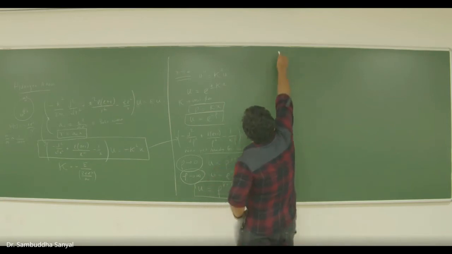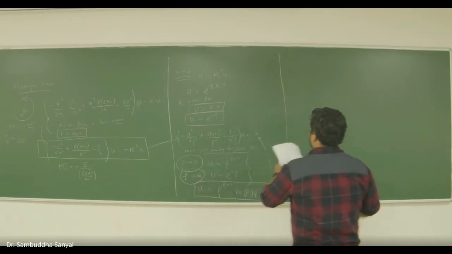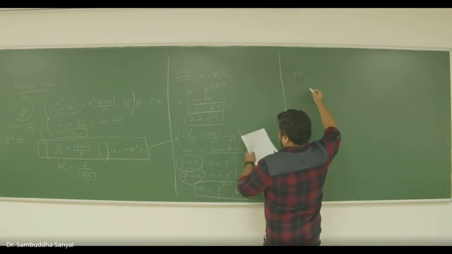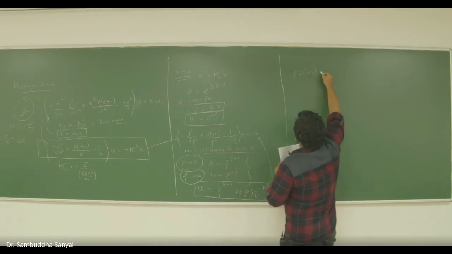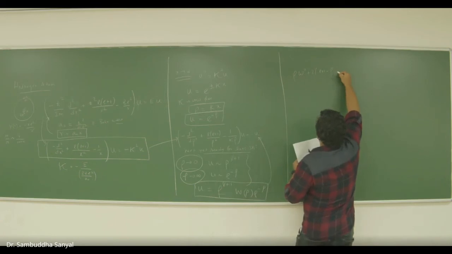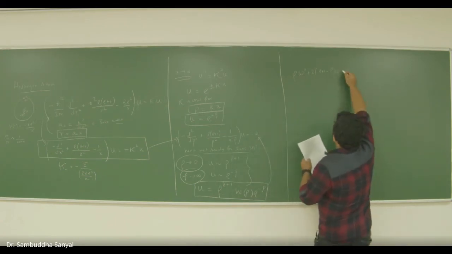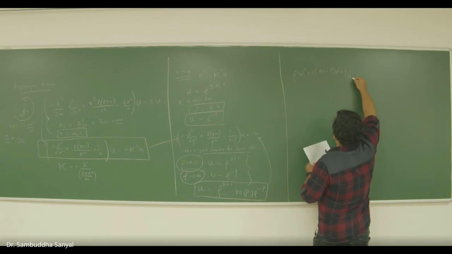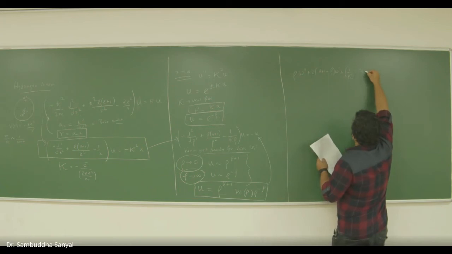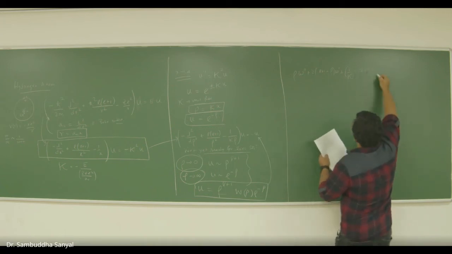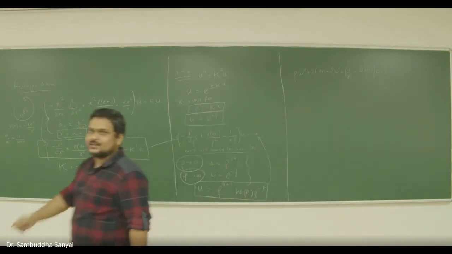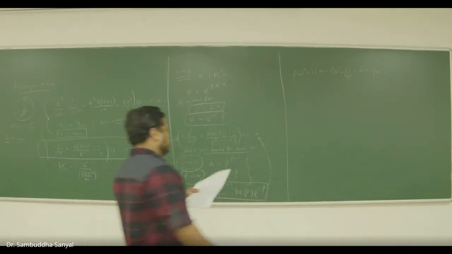So when I do that, the equation I get is as follows: rho W double prime plus 2 into L plus 1 minus rho W prime plus 1 by kappa minus 2 into L plus 1, W equals 0. So when I plug this in, I get a differential equation in terms of W.